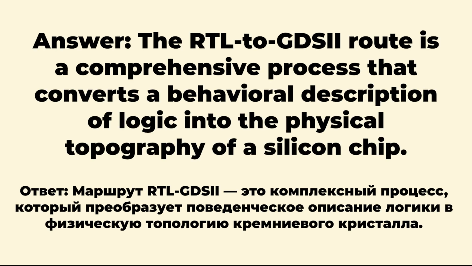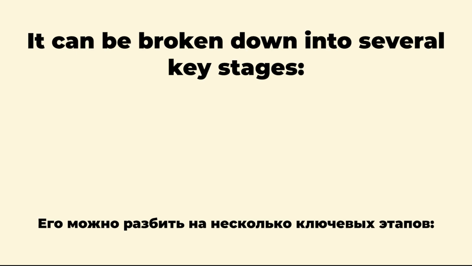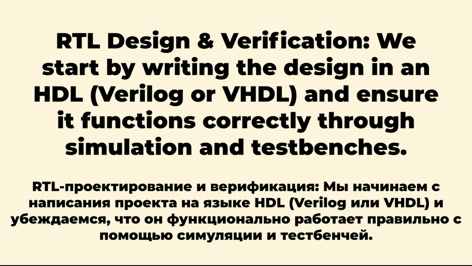Answer: the RTL to GDSII route is a comprehensive process that converts a behavioral description of logic into the physical topography of a silicon chip. It can be broken down into several key stages. RTL design and verification. We start by writing the design in an HDL, Verilog or VHDL, and ensure it functions correctly through simulation and test benches.